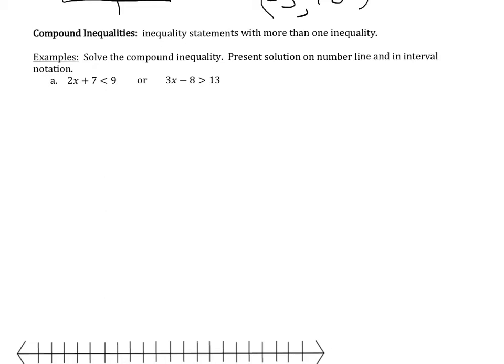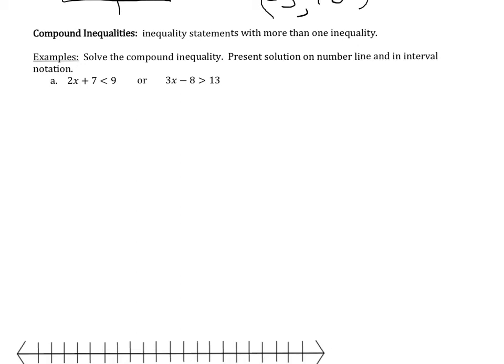All right, in this example, we're going to solve the compound inequality. We're going to present the solution on the number line and in interval notation. I have 2x plus 7 is less than 9, or 3x minus 8 is greater than 13. All right, I'm going to solve these very, very similarly to solving equations. I have to do both of them. But when I do my solution on a number line, I have to use one single number line, and then I'll get to the interval notation after that.